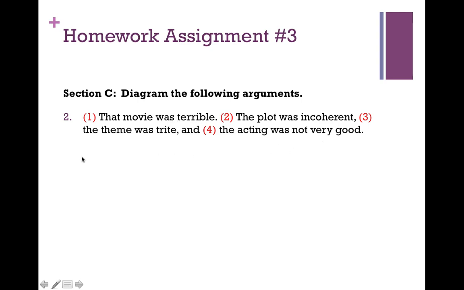And so we actually should break this whole sentence down because each of these, the plot was incoherent, is a proposition by itself. That is a complete thought. It has a subject and a predicate. This right here, the theme was trite, is also a proposition. It has a subject and predicate and expresses a complete thought. The acting was not very good. It has a subject and predicate and expresses a complete thought. And like I said, 2, 3, and 4 are all offering independent reasons for thinking that 1 is true.